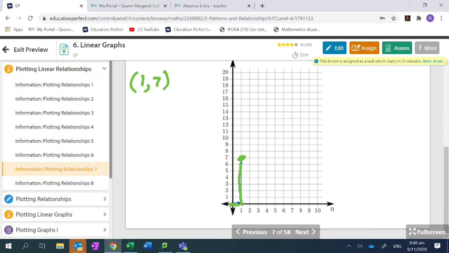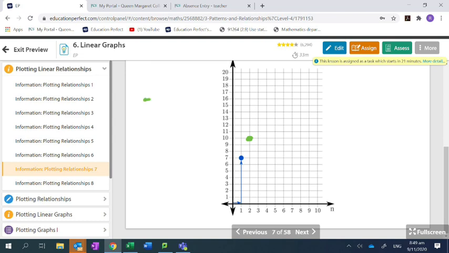Okay? The next one is 2, 10. So that means go to the what? To the right 2, and then what? Up 10. So that means we'd get another point there. Let me erase those lines because I don't want them on there. So 2, 10 would be right there. Yeah, that's 1, 7. There you go. Okay? All right.